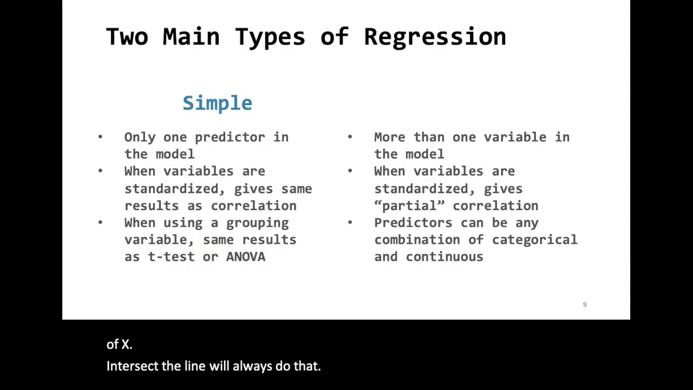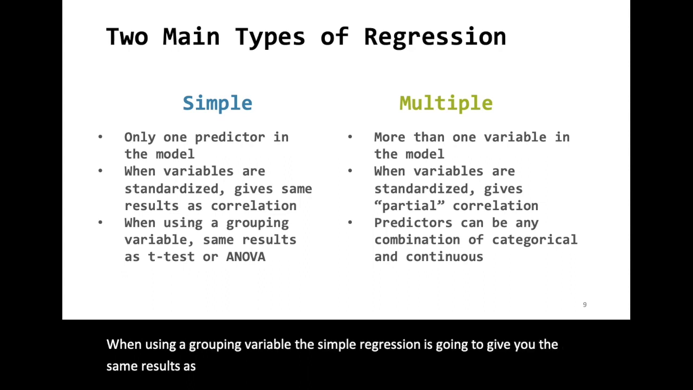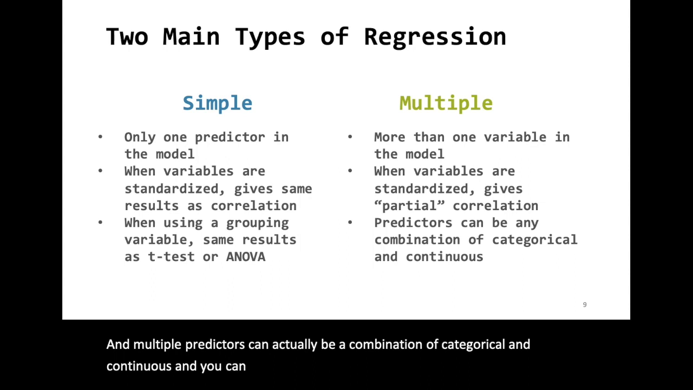And there are two different types of regression, simple and multiple. Simple has only one predictor. Multiple has more than one predictor. They're both going to be very similar. In simple regression, when you standardize the variables, it gives the same results as correlation. With multiple regression, it gives something close to what's called a partial correlation. When using a grouping variable, simple regression gives you the same results as a t-test or an ANOVA. And multiple predictors can be a combination of categorical and continuous, and you can control for other variables. We're going to talk about that more today.